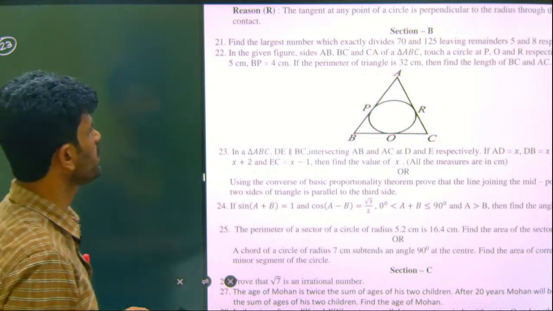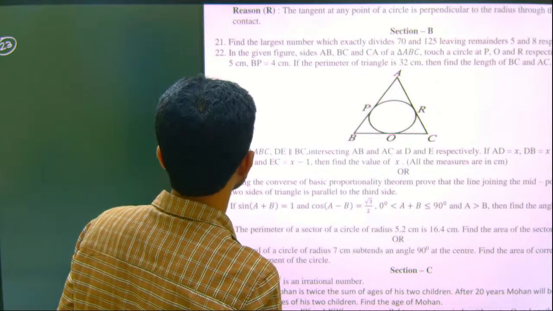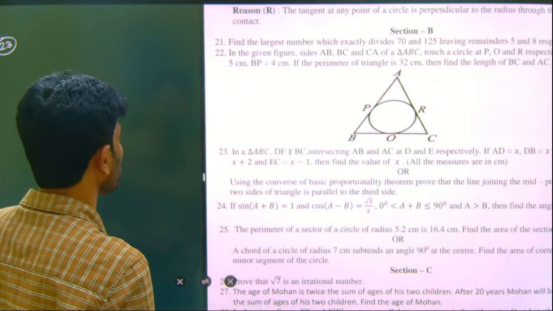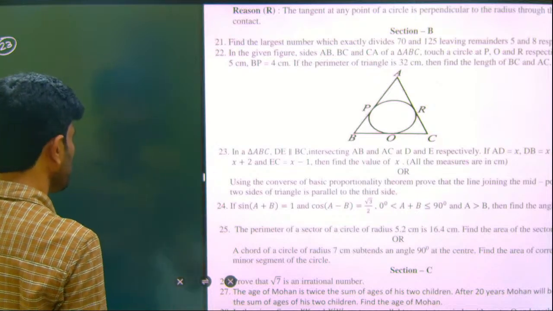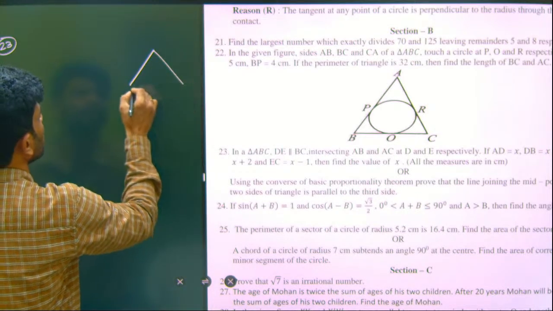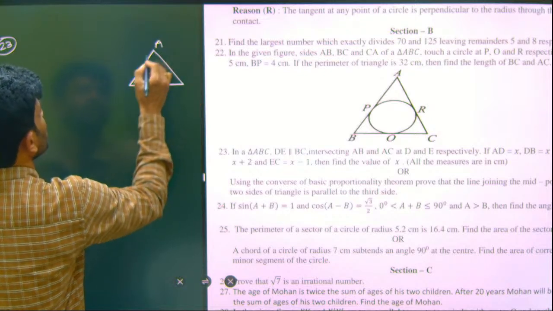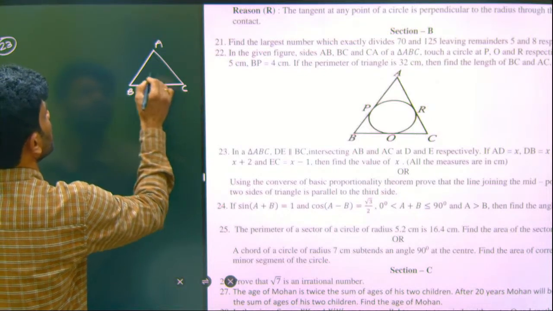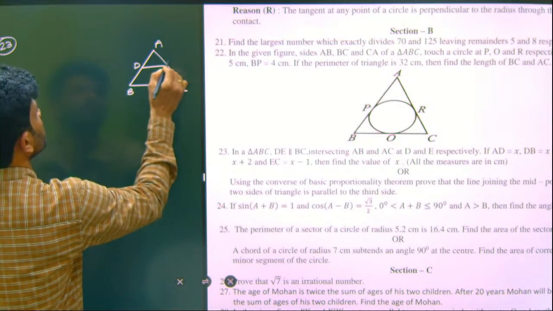Question number 23 is from the triangles topic. In triangle ABC, DE is parallel to BC. Figure is not given. Let us draw the figure. ABC, DE is parallel to BC.